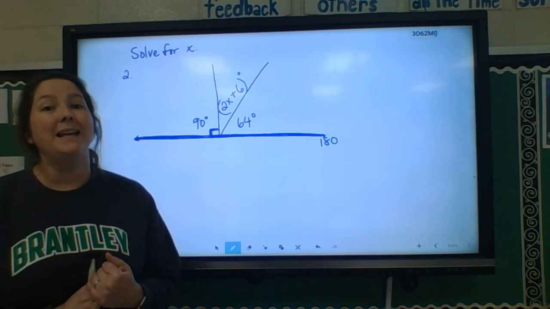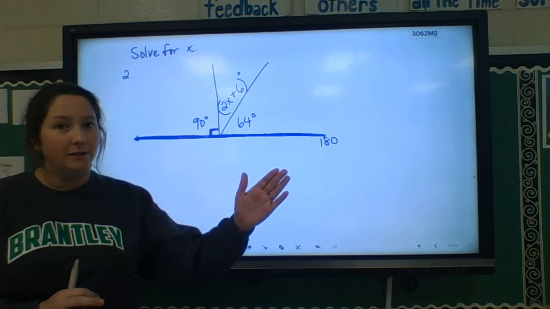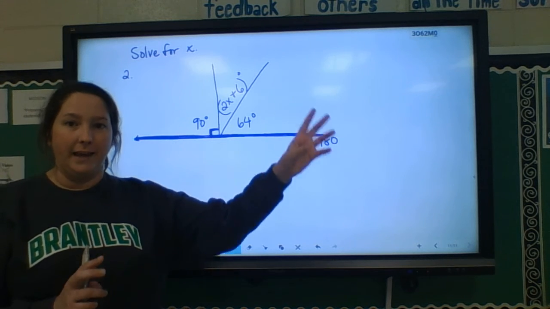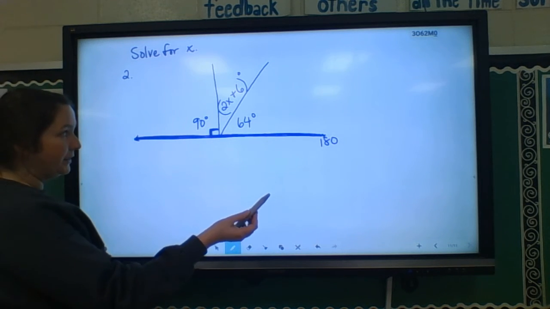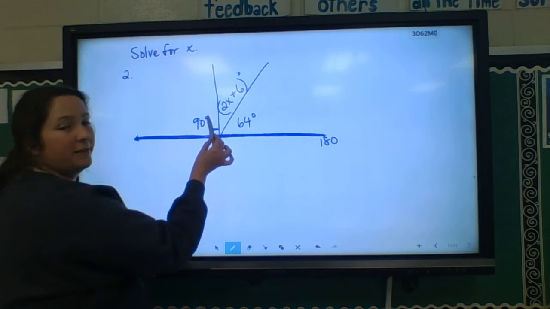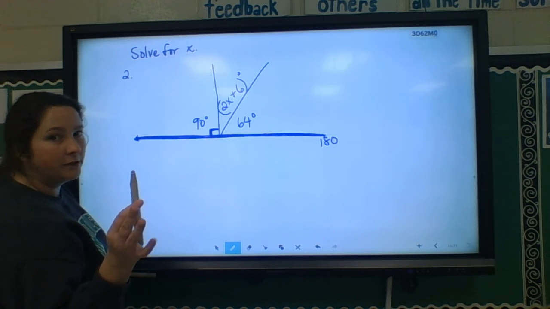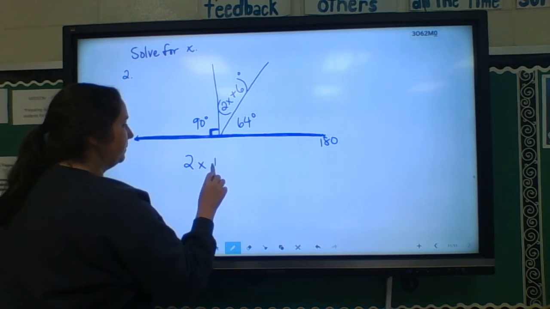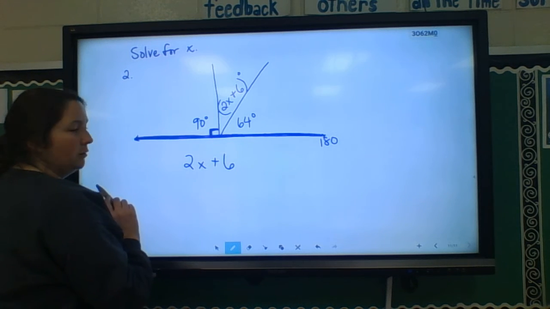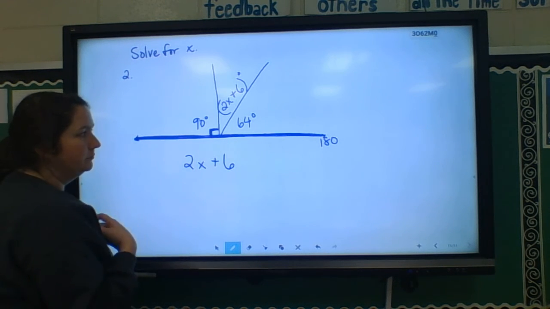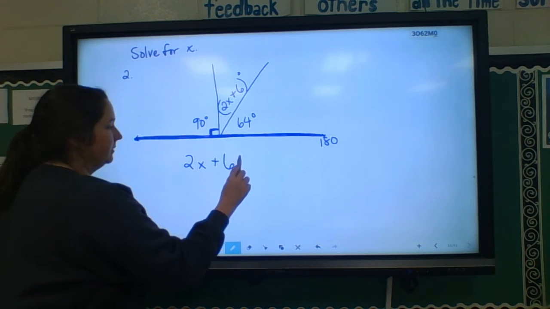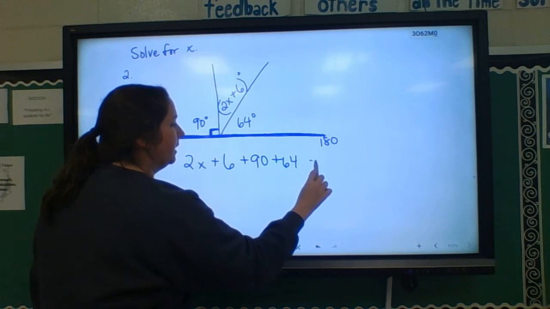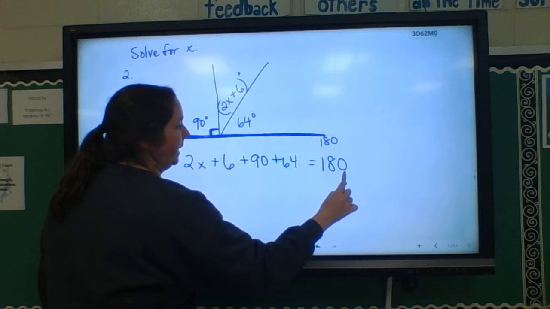Supplementary angles means that I can add everything together and they equal 180. So if I add everything together, I like to start with my variable. Personal preference, doesn't matter. But I like to start with my variable, 2x plus 6. Which one do you want to go first, 90 or 64? I'm going to go 90 because it's over here. Plus 90 plus 64 equals 180 degrees.